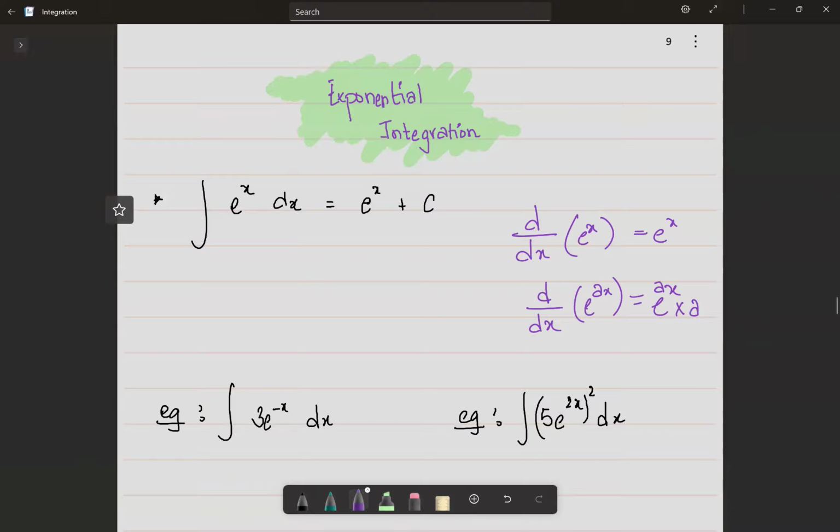We do the same thing in here. Integration of e to the power x remains e to the power of x, but if we have integration of e to the power of ax dx, then it will become e to the power of ax, and this time, because integration is the opposite of differentiation, we won't multiply a, we will divide by a and then plus c. This is the formula, a very easy formula.